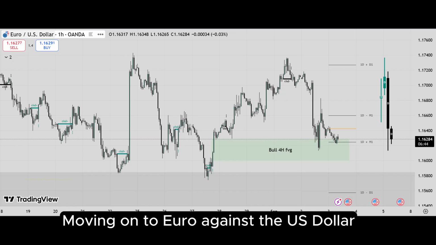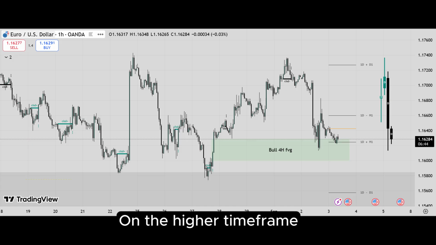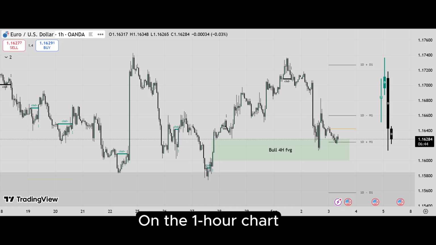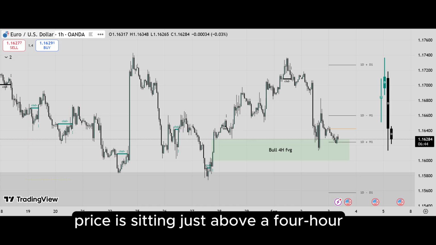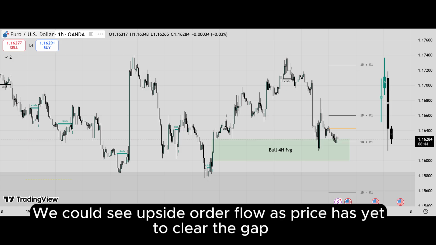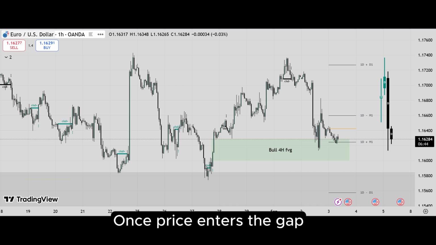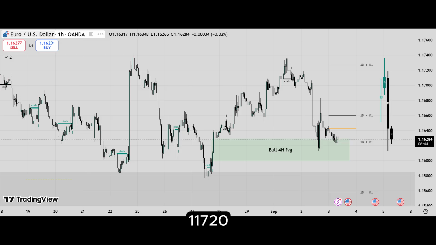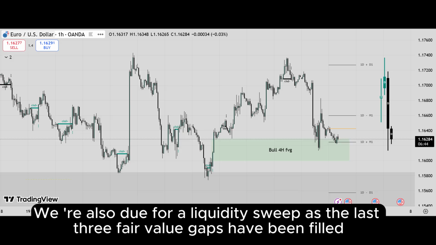Moving on to euro against the US dollar. On the higher time frame, daily candles lean sideways to bullish. On the 1-hour chart, price is sitting just above a 4-hour bullish fair value gap, keeping us in discount. We could see upside order flow as price has yet to clear the gap. Once price enters the gap, we can expect a move to the daily highs above 11,720. We are also due for a liquidity sweep as the last 3 fair value gaps have been filled.